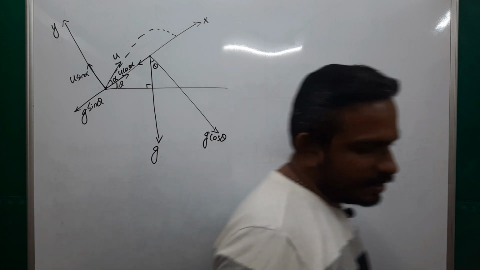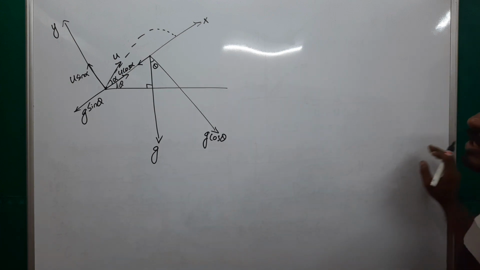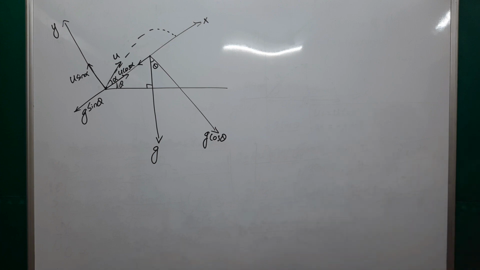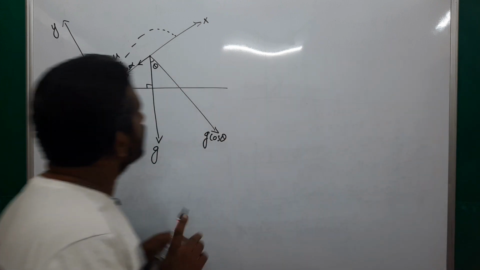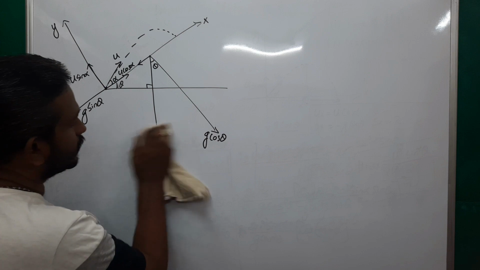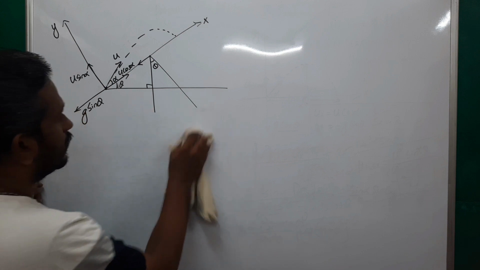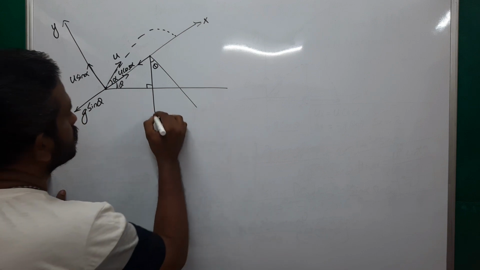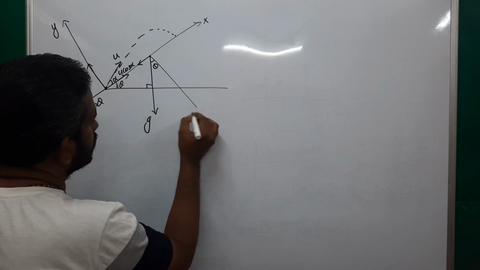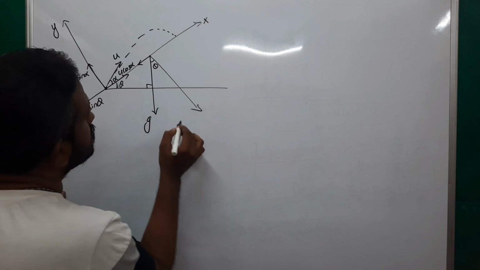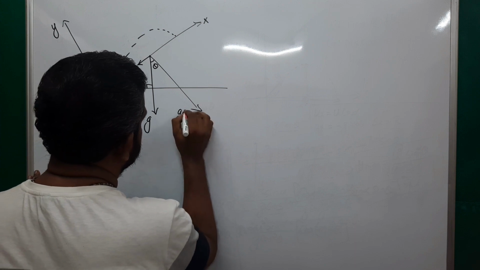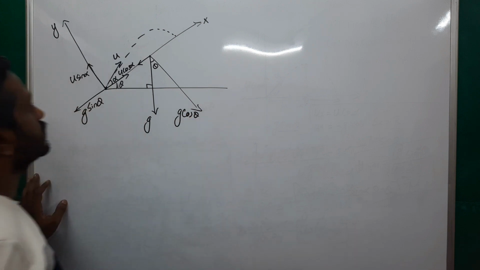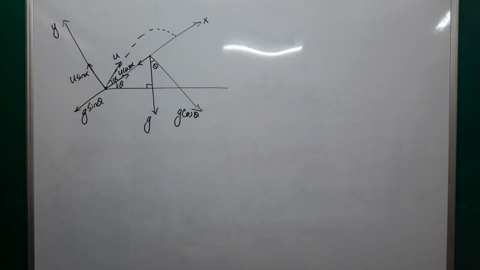So these are the component vectors of projectile motion on an inclined plane. This is g and this is g cos theta.